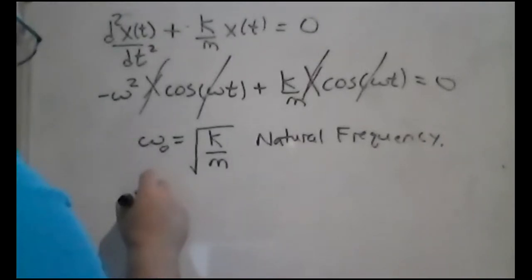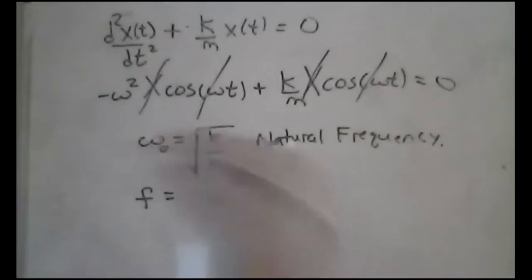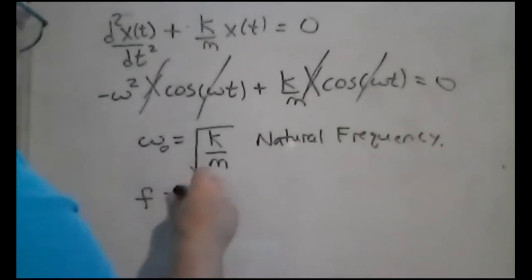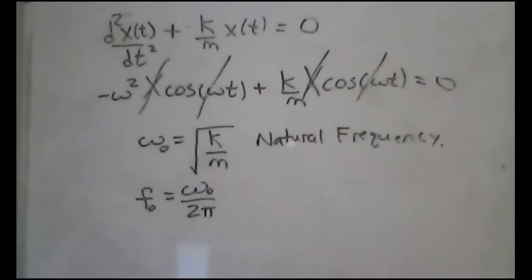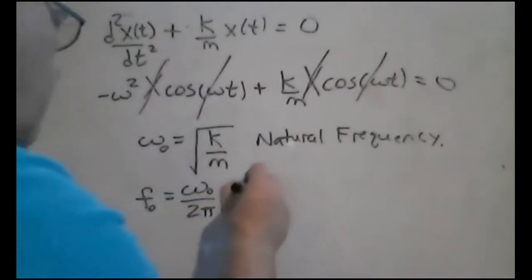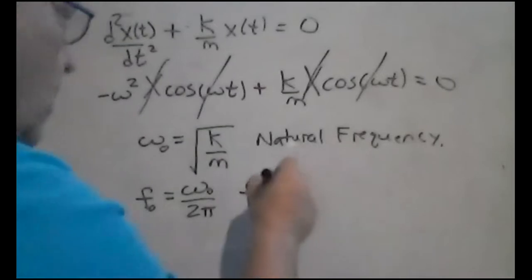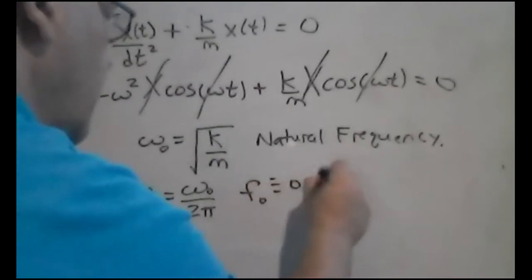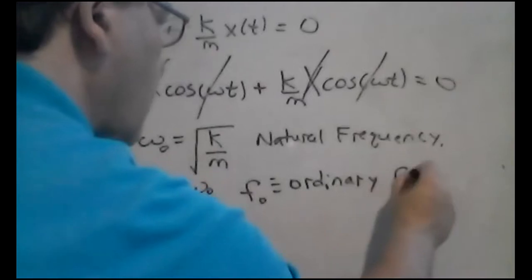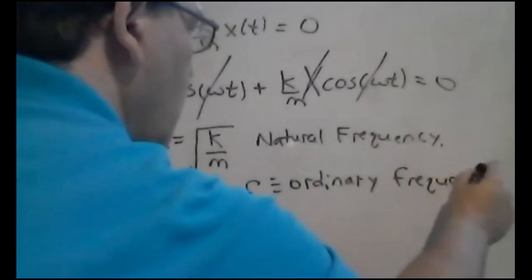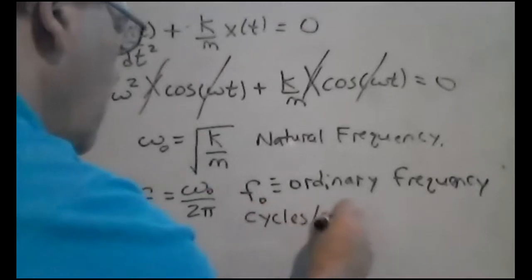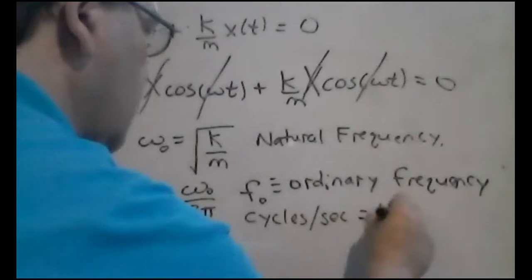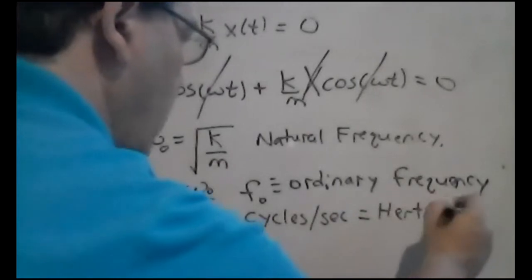So I have this thing called frequency, regular frequency, where I'm just going to count the number of cycles. I'll call this f naught. That's just the angular frequency divided by 2 pi radians for every single cycle. So f naught, or f, if you will, is your ordinary frequency, and this is in cycles per second, or what we call Hertz, after the great German physicist Heinrich Hertz.